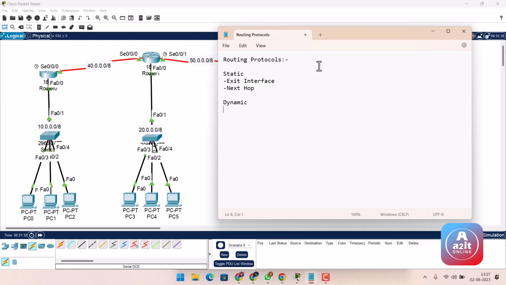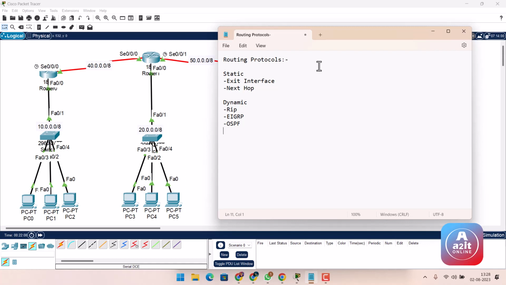Similarly, in dynamic routing protocol, we have four types of protocols, four categories that we can use to connect different networks together. First is RIP, that is almost vanished from the CCNA syllabus, but still we are reading about this protocol. Second is EIGRP, third one is OSPF, and fourth one is BGP. But in CCNA, we are only going to talk about the first three protocols: RIP, EIGRP, and OSPF.